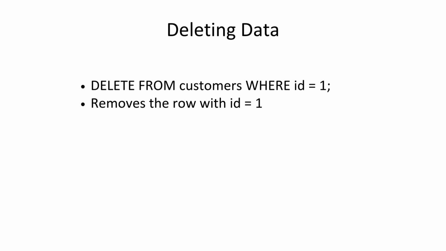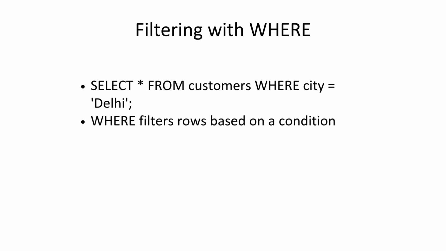Deleting data. DELETE FROM removes data from a table. Example: DELETE FROM customers WHERE id = 1. This deletes the row with id equal to 1. Again, always use WHERE carefully. If you forget it, the command may delete everything in the table.